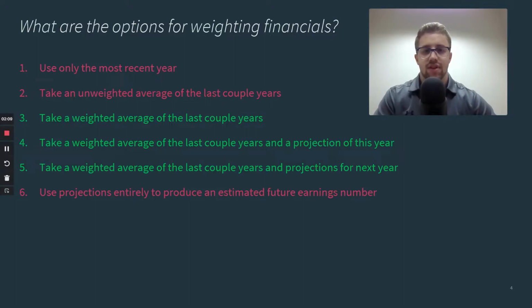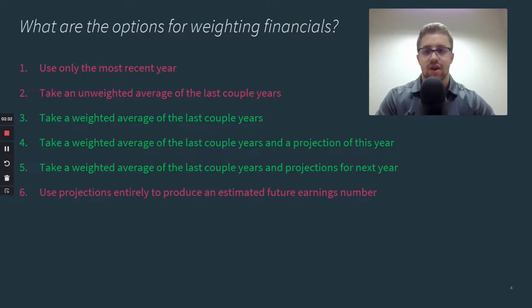Taking a weighted average of the last couple years and projecting out the rest of this year. So say it's June and you have the January through June financials, then you would estimate what the rest of the year is going to be and then average that full year into the last couple years, or taking a weighted average of the last couple years and using a projection for the next year.